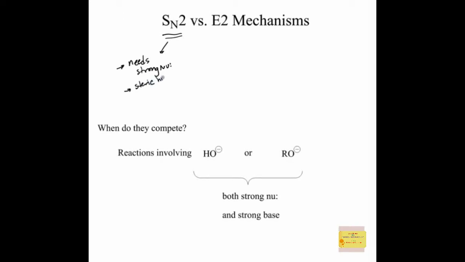And steric hindrance is bad, is not a good thing. That slows down the reaction. Okay, and what do we know about the E2 mechanism?